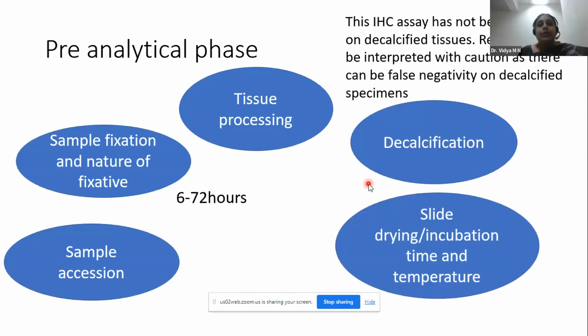Slide drying and incubation time and temperature are again equally important. An excessively dried slide will lead to undue background artifacts, and also there is going to be false localization of the DAB precipitation. So generally what is recommended is overnight at 37 degrees, that is your baking time, or 56 to 60 degrees based on the melting temperature of the wax used in your laboratory. And this has to be kept at least for an hour before the IHC test is done.